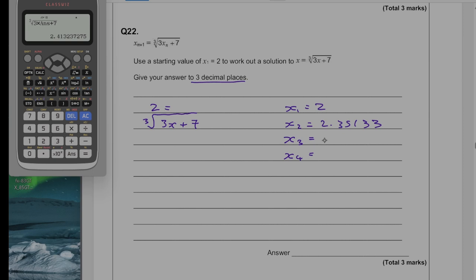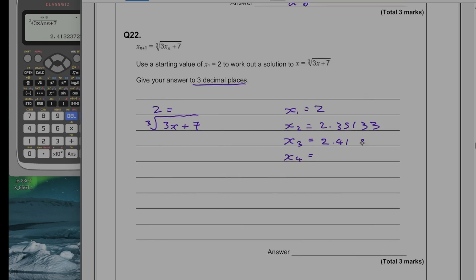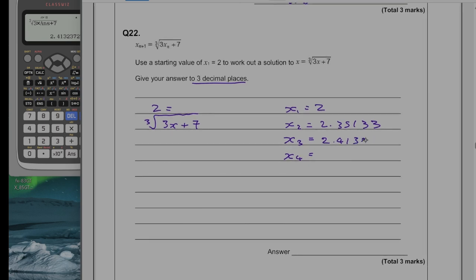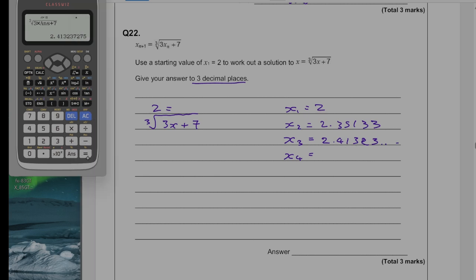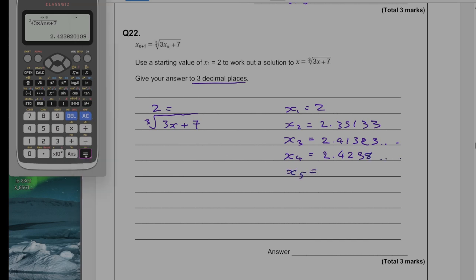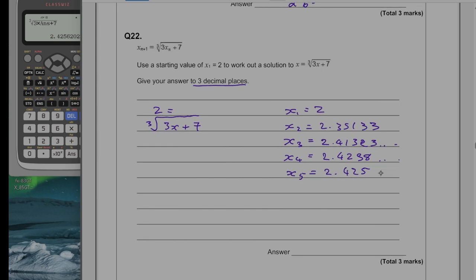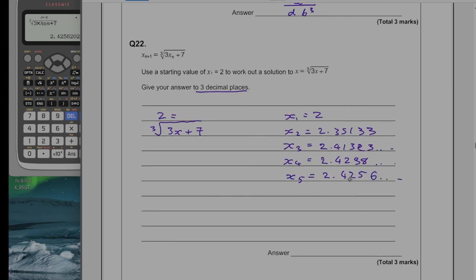My next value doesn't though, so we've got 2.41323 dot dot dot. And again, if my next value rounds to the same, I could stop, it doesn't, but it rounds to the next 2. So we've got 2.4238 dot dot dot. So x5 is going to be equal to, we're getting closer now, 2.4256 dot 6 dot dot dot.